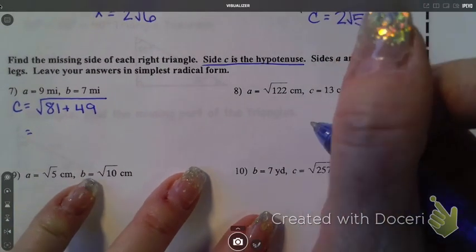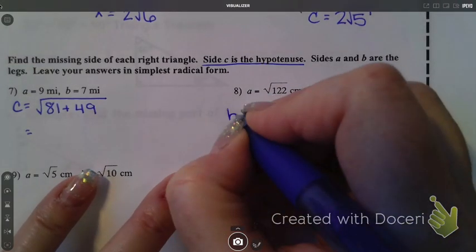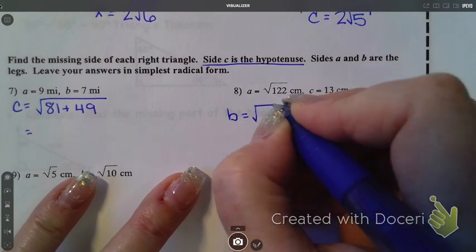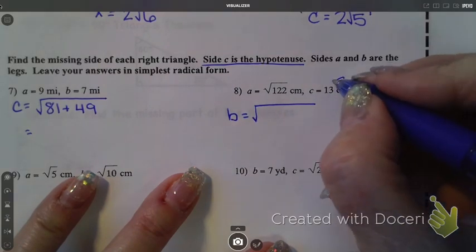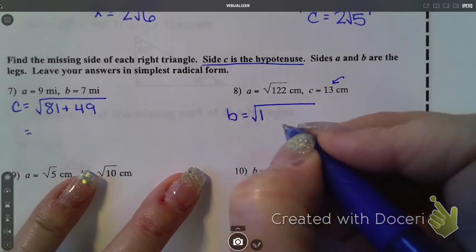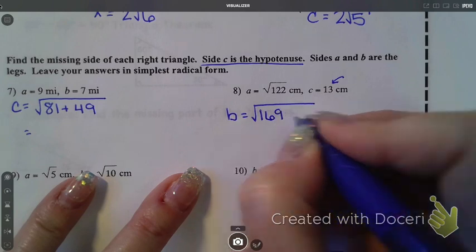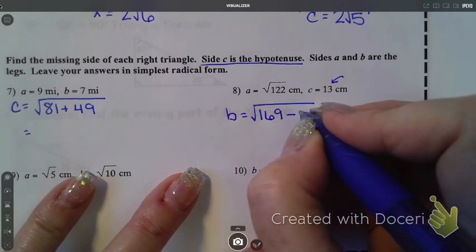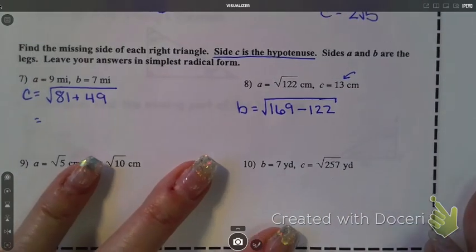We're on 8. 130. What are we looking for? The leg. B, the leg. So when I'm looking for a leg, I subtract from the hypotenuse, yes? Which one's the hypotenuse? C. So 13 squared is what? 169 minus 122. Okay, you'll come back. Don't finish it. Let's keep going.